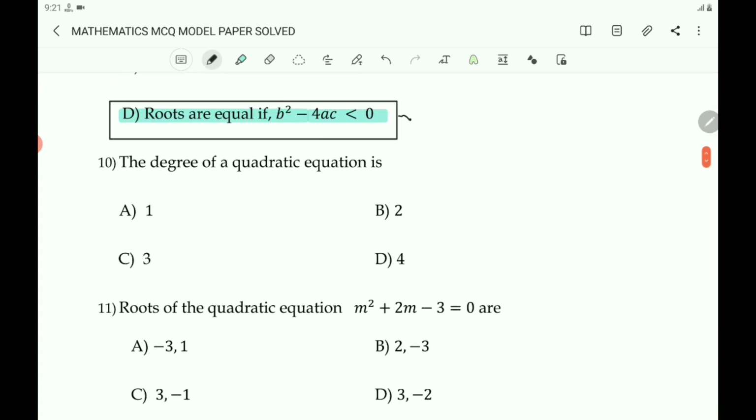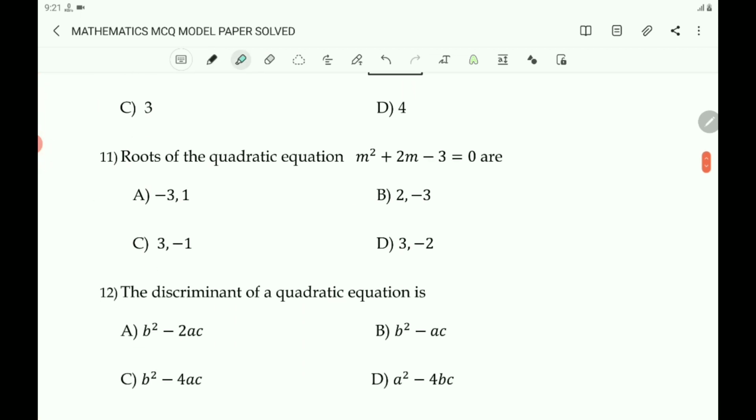Next you take the question number 10. The degree of a quadratic equation is 2. You must know this, because in the quadratic equation the maximum power of the variable must be 2 only. Second degree variable must be there. So the highest power of the variable is 2. So the degree of the quadratic equation is also considered to be 2.